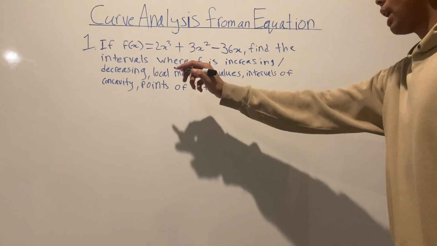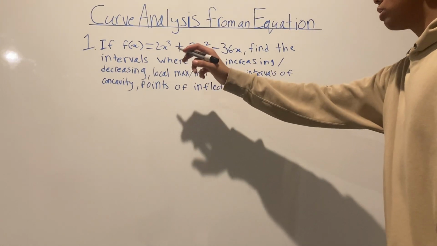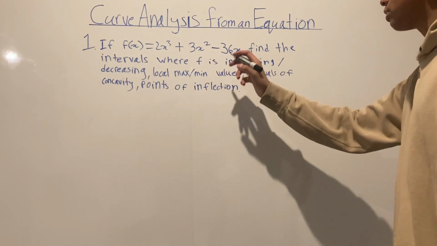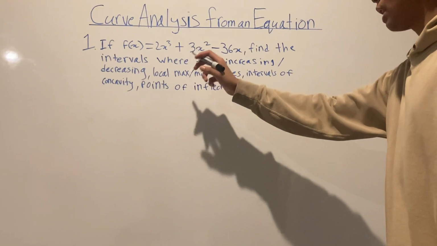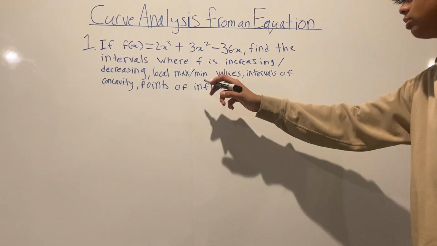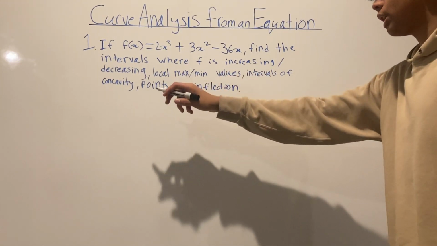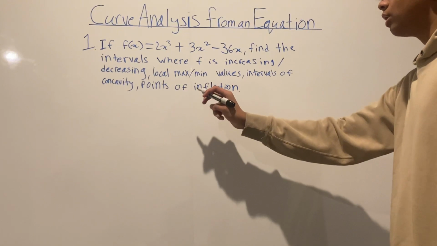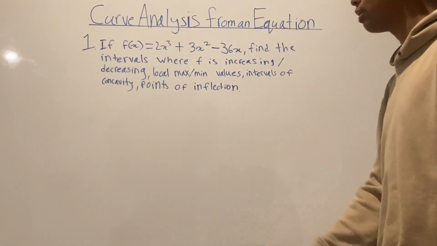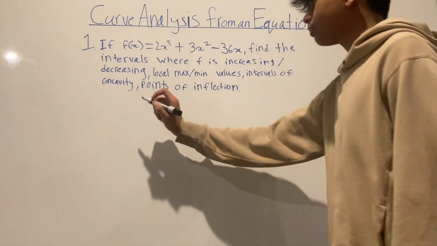Okay, question 1 we have: if f of x equals 2x cubed plus 3x squared minus 36x, find the intervals where f is increasing or decreasing, the local maximum or minimum values, the intervals of concavity, and the points of inflection. So to find all this, we obviously need the first derivative and the second derivative equations.